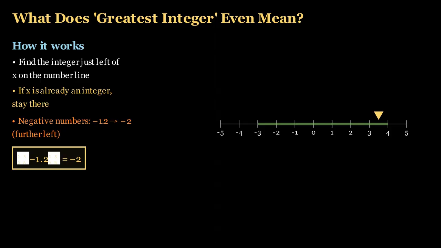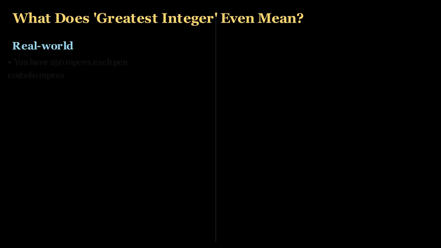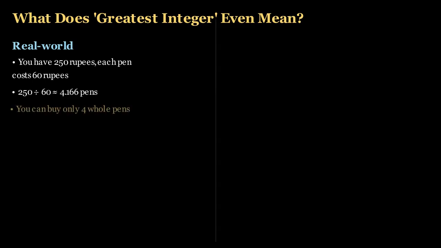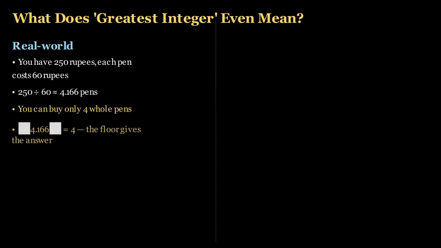Suppose you walk into a shop with 250 rupees and each pen costs 60 rupees. How many pens can you actually buy? Dividing 250 by 60 gives about 4.16. But the shopkeeper will not sell you a fraction of a pen. You can only buy a whole number of pens, and you cannot spend more than you have. So you take the greatest integer less than or equal to 4.16, which is 4. You buy 4 pens, spending 240 rupees, and have 10 rupees left.